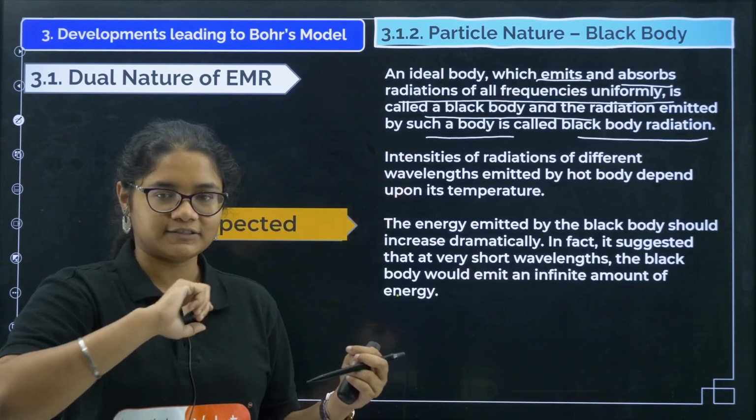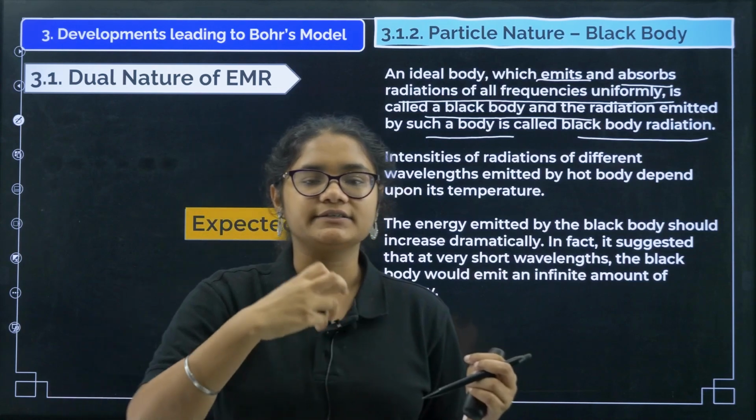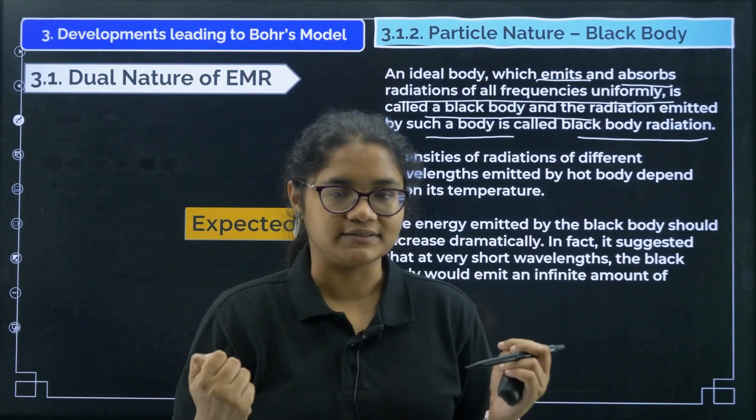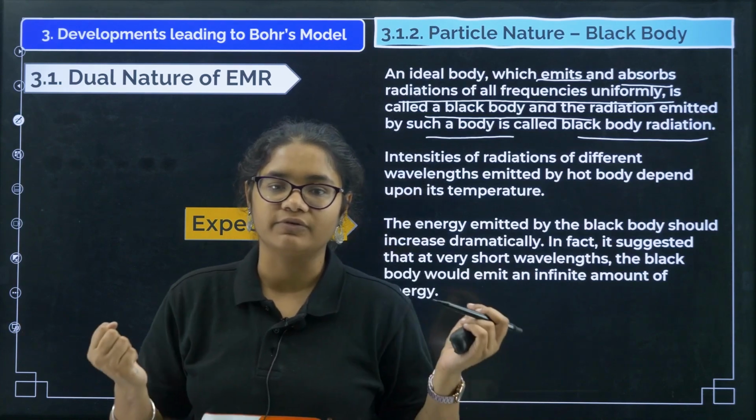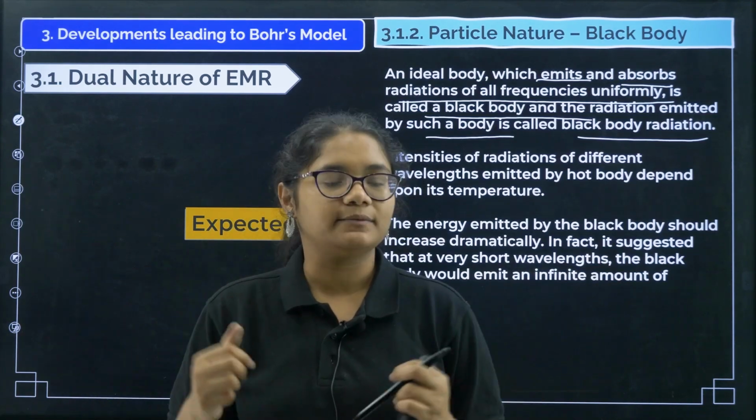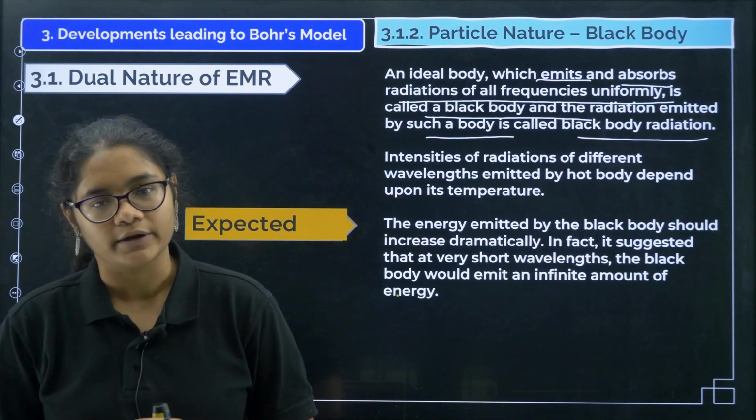You saw the electromagnetic spectrum, right? Different radiations are there of different frequencies. So any body which can absorb all types of radiations and can emit all types of radiations is called a black body, okay.